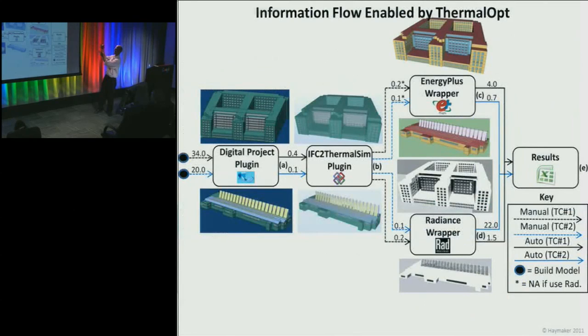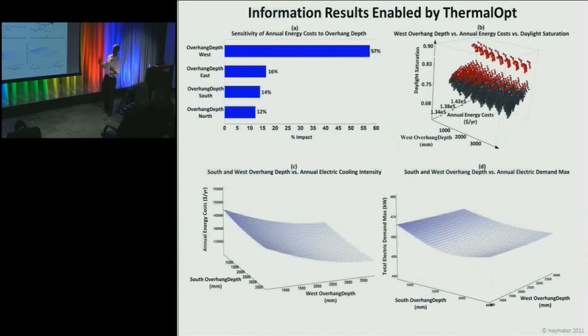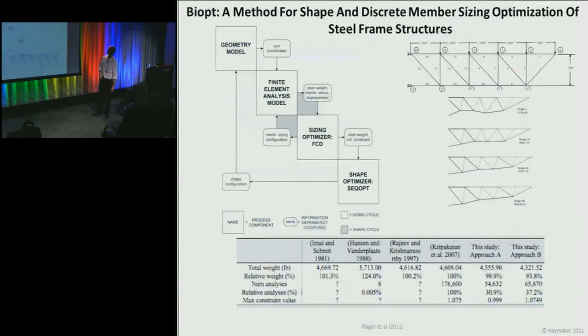And you can see the types of buildings that we're now able to push through this process and get accurate results. And now we're able to get this kind of information. We can understand that, hey, overhang depth on the west facade is the real driver. That's what's going to drive most of our energy performance. We can talk about these other things, but if we really want to focus, let's talk about overhang on the west. We can see some relationships between, for example, west overhang depth and south overhang depth and their trade-offs when you're considering annual energy costs.